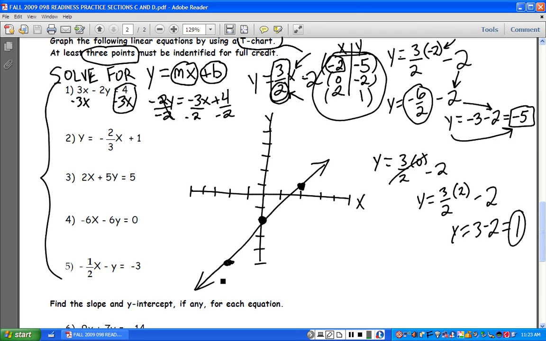Alright. So there you have it. Your T-chart and your graph. So there's your answer for that one. Again, all of these problems we're solving for y and we're forming our T-chart.